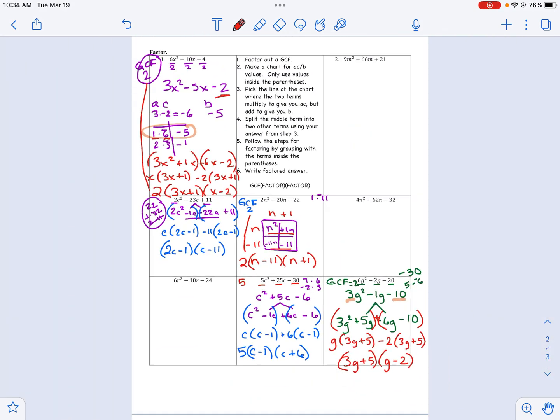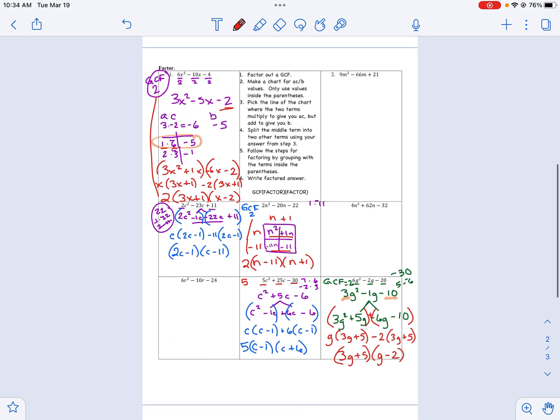All right, so that's a lot of examples, and now you're going to work on the assignment. We're going to continue working on this next week on the block days as well, but we need to get really good at this.